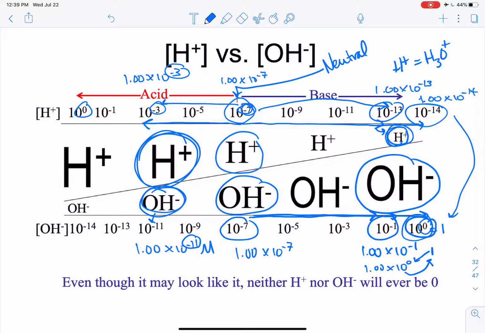Okay, and then at the bottom it says, even though it may look like it, neither hydronium nor hydroxide will ever be a concentration of 0. So there's always going to be some H3O plus around, and there's always going to be some OH minus around. Even if you have a super duper acidic solution, so there's tons of H3O plus, you'll still have a random hydroxide OH minus in there somewhere. Not a whole lot of them, but there will be one or two.